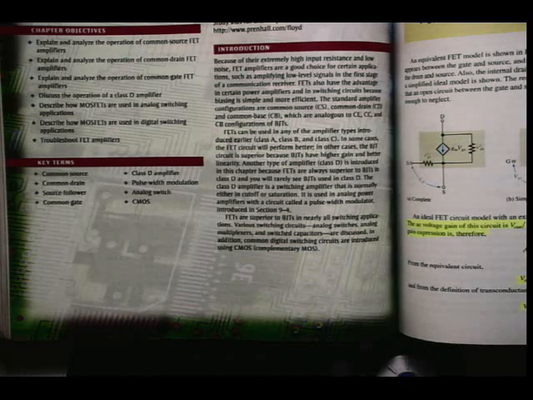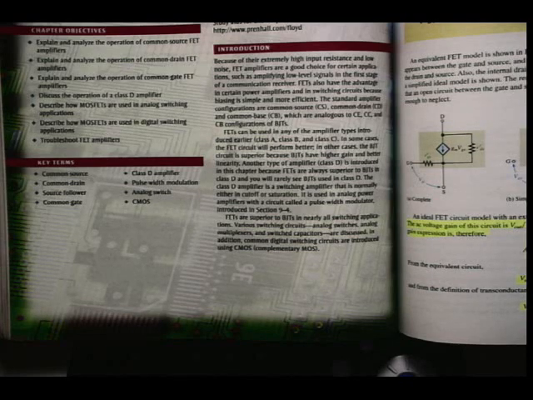The standard amplifier configurations are common source, common drain and common gate, which are analogous to the common emitter, common collector and common base configurations of the BJTs, also because of the three terminals. Field effect transistors can be used in any of the amplifier types introduced earlier, Class A, Class B and Class C. In some cases, the field effect transistor circuit will perform better. In other cases, the BJT circuit is superior because BJTs have higher gain and better linearity.